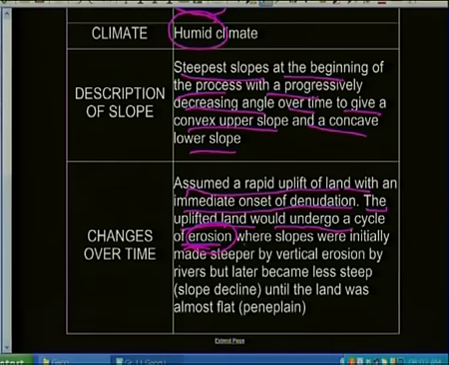Key component: slopes were initially made steeper by vertical erosion by rivers, but later became less steep, slope decline, until the land was almost flat, which formed a peneplain. Remember, there are two ways to describe Davis's theory, in terms of pediplanation as well as peneplanation. Simply put, with Davis, his theories were on backwasting, and he described in terms of erosion how slopes retreated backwards. His theories were largely based in the USA.